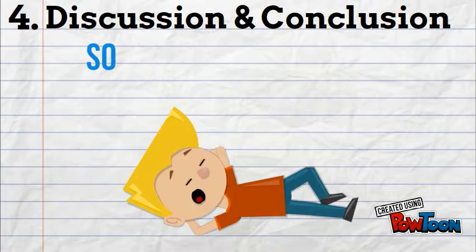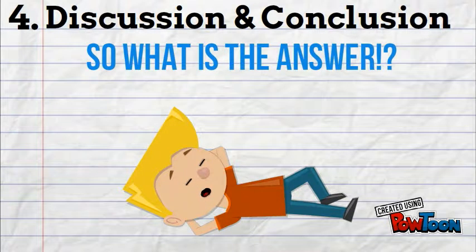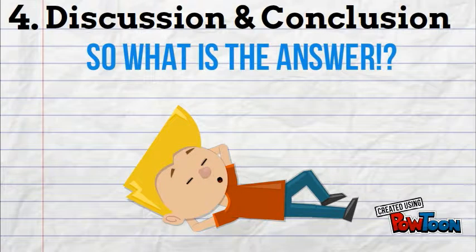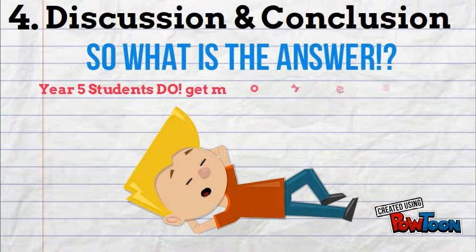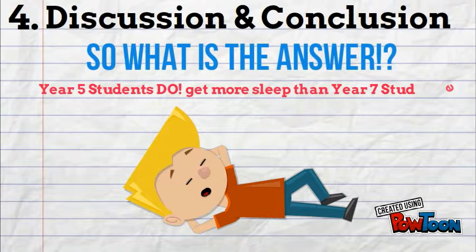The results demonstrate that in the 2 years from Year 5 to Year 7, students' average daily sleep duration decreases. Female sleep duration decreases by 36 minutes and male sleep duration decreases by 12 minutes. Overall, students' average sleep duration decreases by 18 minutes.